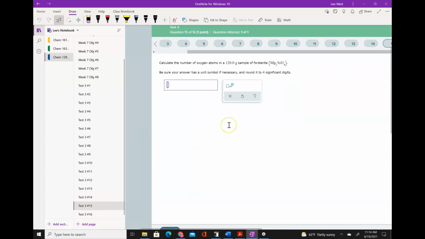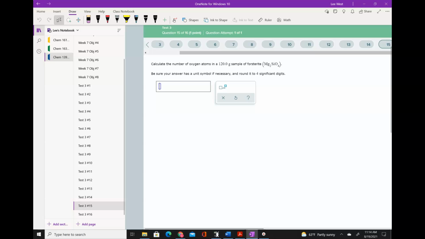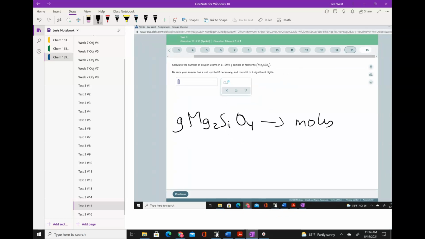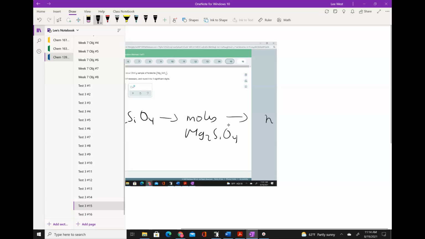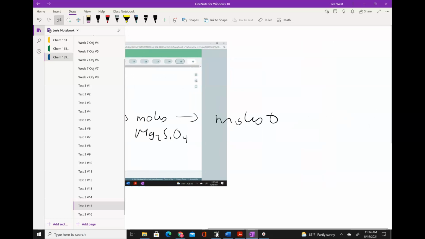Okay, here's another one. Calculate the number of oxygen atoms in a 120 gram sample of forsterite. So we're going from amount of one thing to amount of another. So remember what I said, we always want to go through moles before we do this. So I'm going to go like this. I'm going to go from grams of forsterite to moles of forsterite, and then from there I'm going to go to moles of oxygen, and then finally I can get that into whatever units I want, which was number of oxygen atoms.